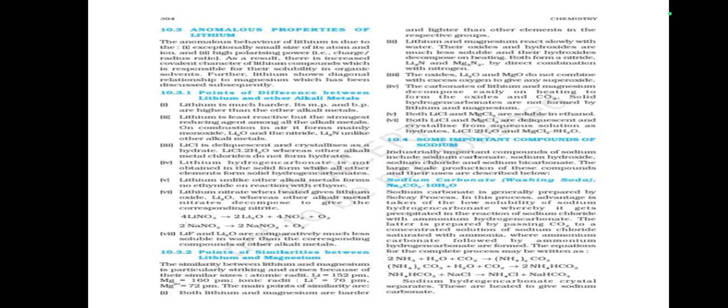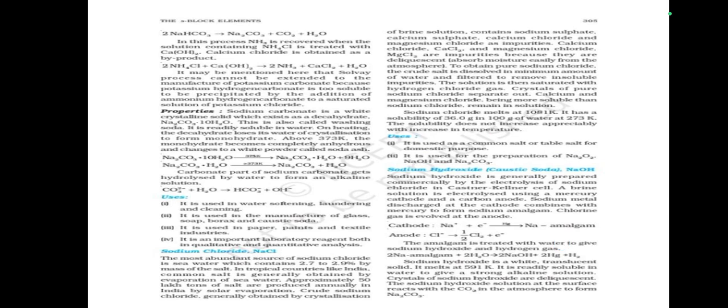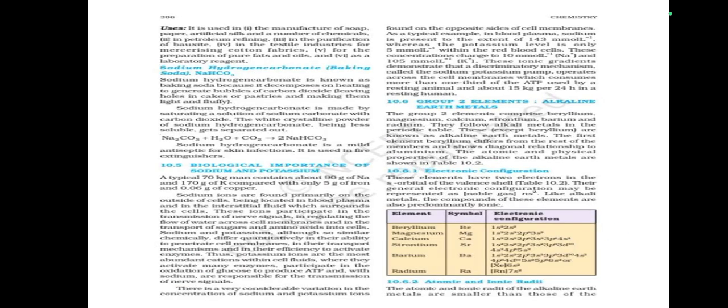Sodium carbonate, washing soda, uses; sodium chloride, NaCl, uses; sodium hydroxide, caustic soda, NaOH; sodium hydrogen carbonate, baking soda, NaHCO3. Biological importance of sodium and potassium. Group 2 elements, the alkaline earth metals. Electronic configuration, atomic and ionic radii.